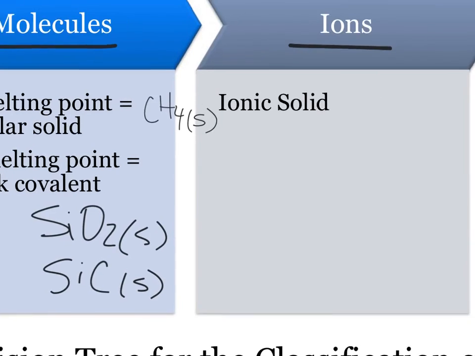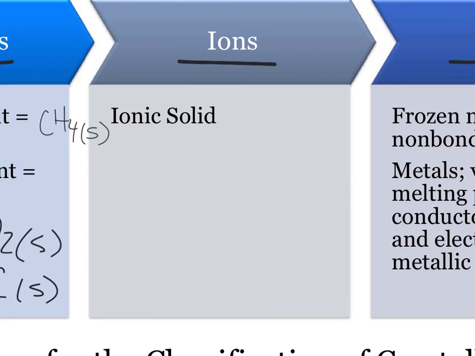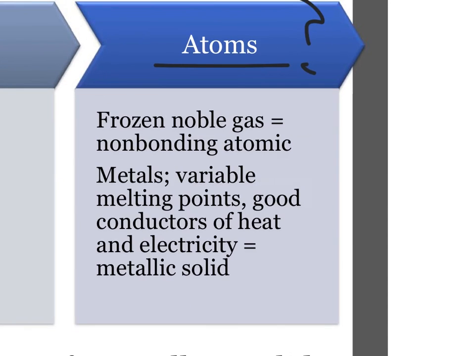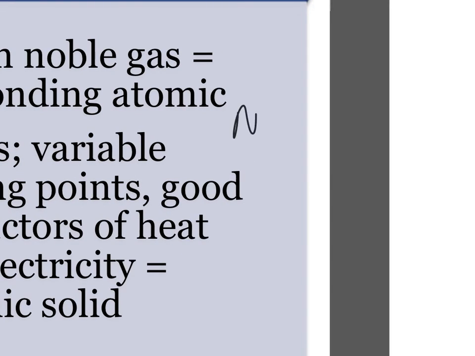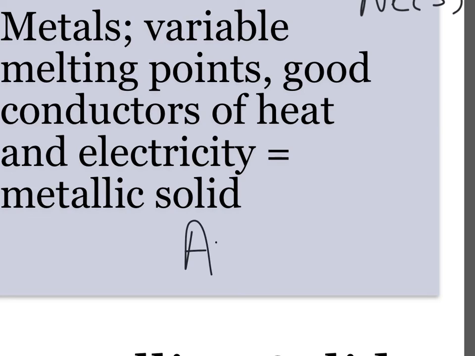Ionic solids are made of ionic compounds, a metal and a nonmetal, while atomic solids made of frozen noble gases make up our non-bonding atomic solids. Finally, atomic solids made entirely of metal atoms are classified as metallic atomic solids.